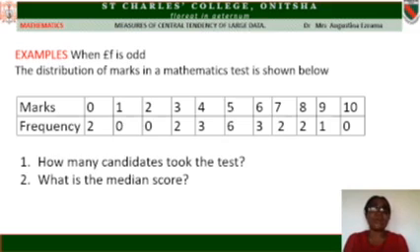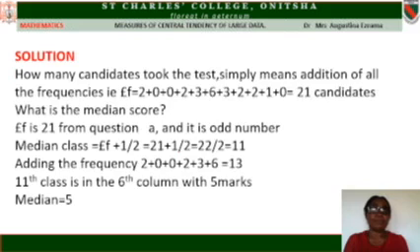Under 1 we have 0. Under 2 we have 0. 3, 2. 4, 3. 5, 6. 6, 3. 7, 2. 8, 2. 9, 1. And 10, 0. The question is: 1, how many candidates took the test? 2, what is the median score?